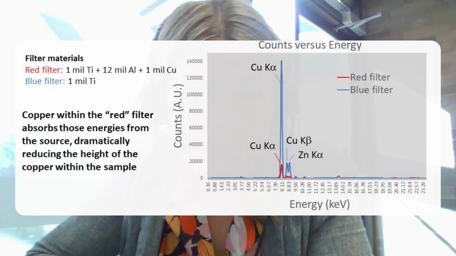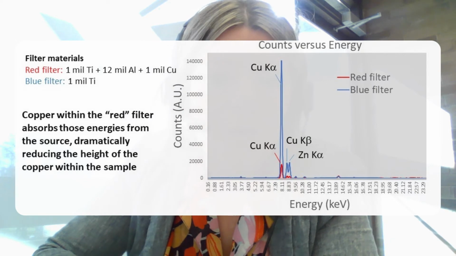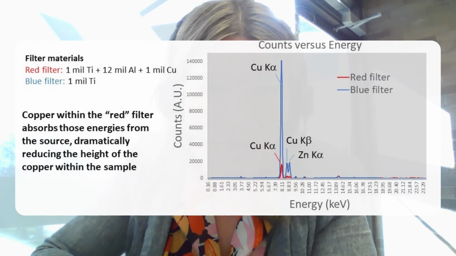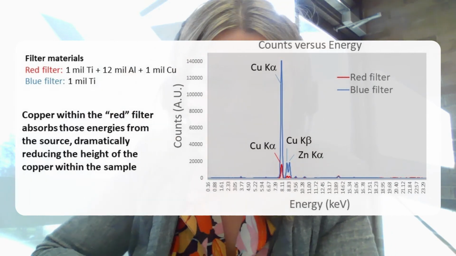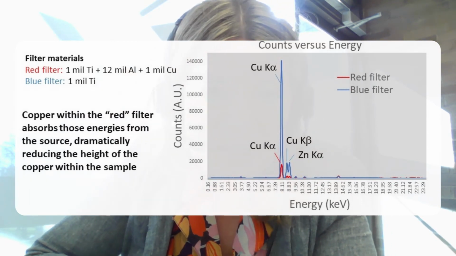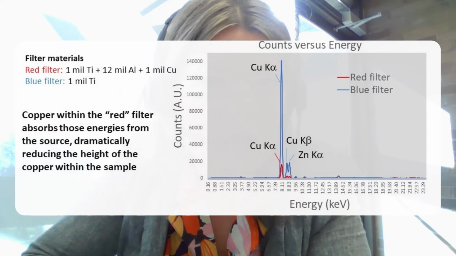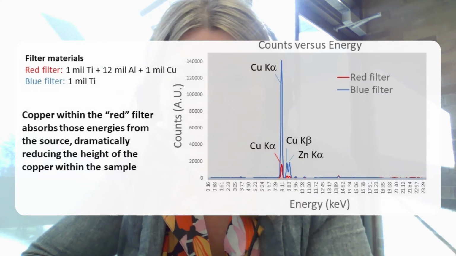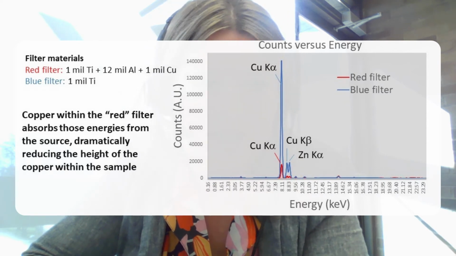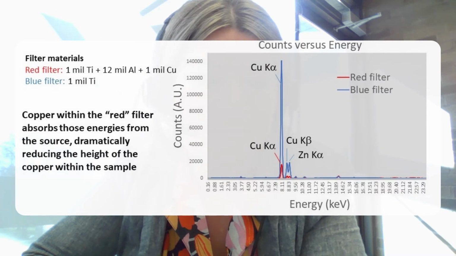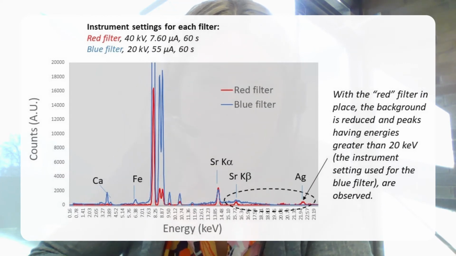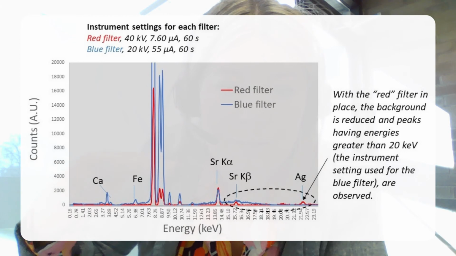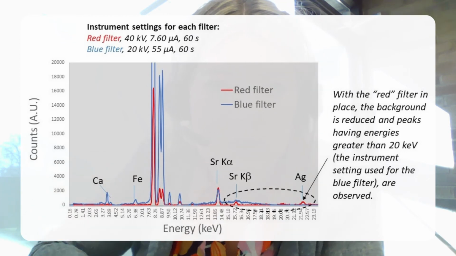Using the red filter, which contains copper, we can dramatically reduce the height of the copper peak that is observed. Filtering out the most intense peak in the spectrum can be a useful strategy to allow you to detect other peaks of interest in the spectrum. And here, with the red filter in place, the background is reduced. So the background level is greatly reduced.